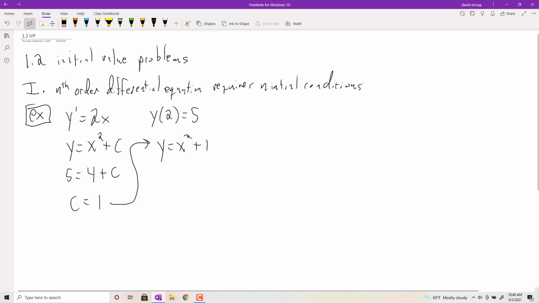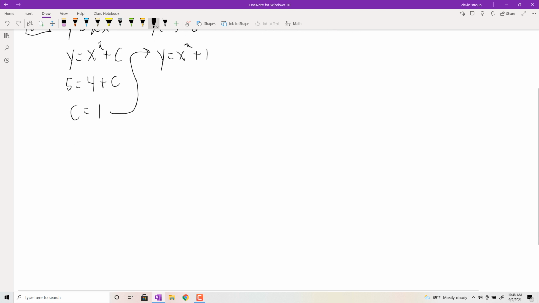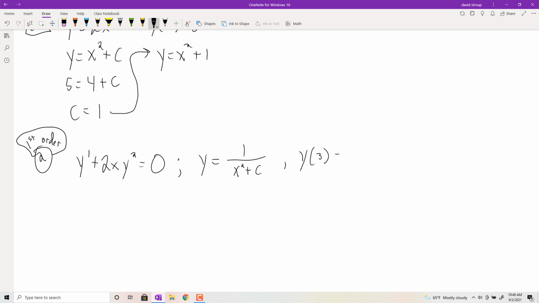Okay, let's look at one of the web assigned problems here. Number 2, this is a first order differential equation. They're going to give you a differential equation, which you technically don't even really need. All you're doing is finding the particular solution given the initial value. Here's the general solution. And then they give you an initial condition, in this case, y of 3 is 1/5. They want you to find the solution given the initial condition.